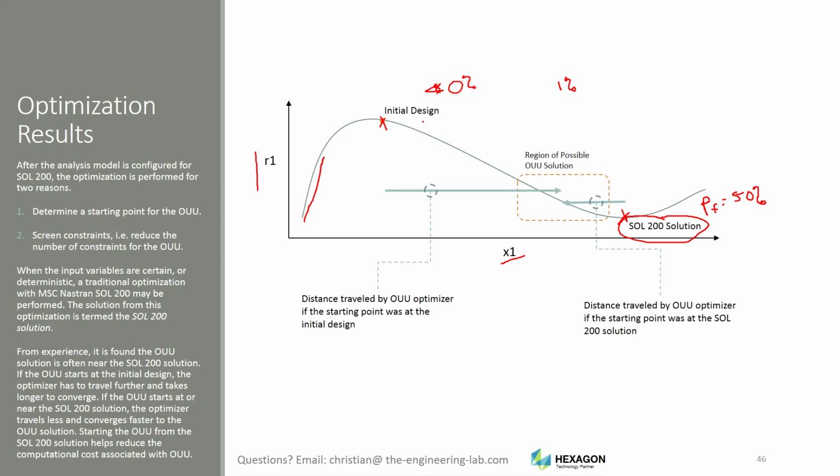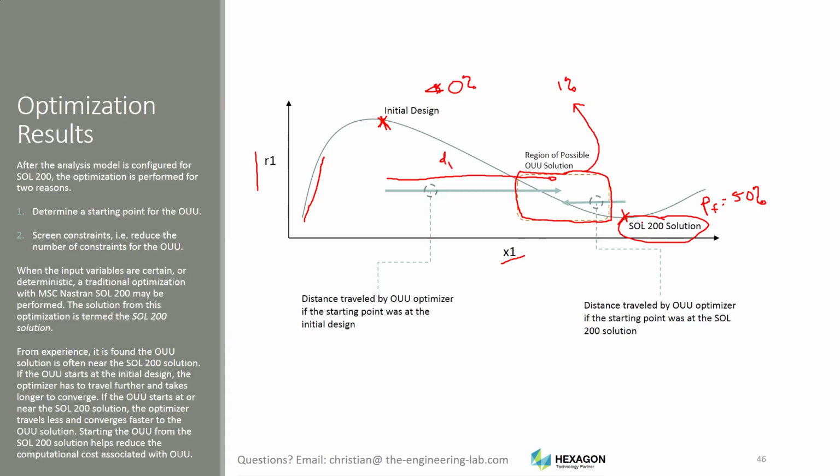Here, this is one observation we've made in the past. We see that the OUU solution is actually close to the Sol 200 solution. So it would be in this region where the optimal OUU solution is. This is where you would find a solution that has a probability of failure of maybe 1%. But notice one thing, if we start the OUU at different points. Suppose we start the OUU here. The optimizer has to travel this distance. We'll call it distance D1.